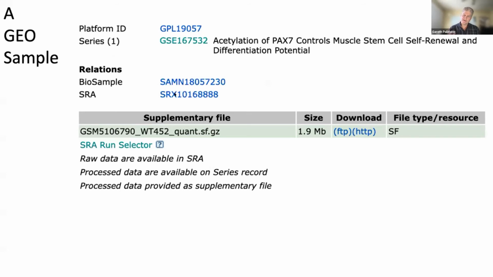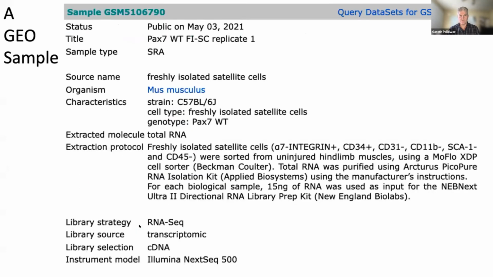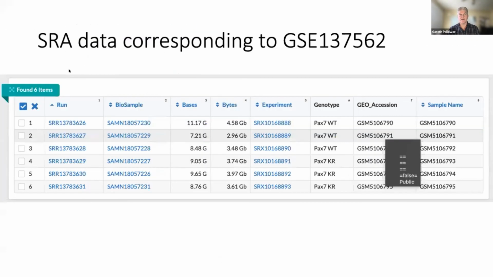Now, as stated previously, GEO doesn't contain the raw sequencing data. It contains processed data or analyzed data in various ways. For example, in this case, there's some quantification data. You might have fold change associated with it. But if we were to click on the series run selector here to see all of the RNA-seq runs associated with the data, we would see this in SRA. So these are the actual raw RNA-seq files.